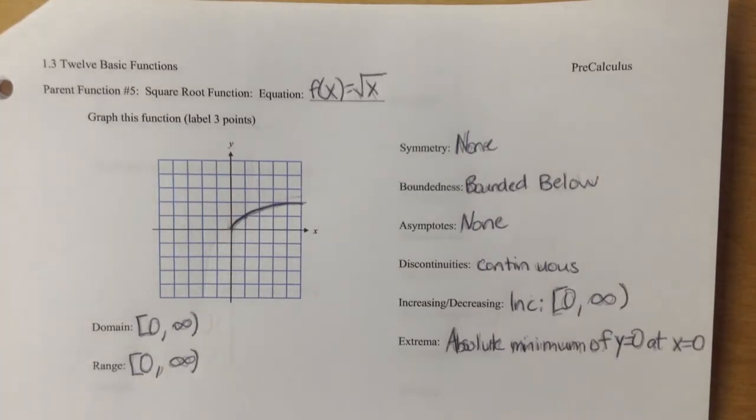Parent function number 5 is the square root function, and its equation is f of x equals square root of x. The domain and range are both bracket 0 to infinity, parentheses. There's no symmetry and it is bounded below. There are no asymptotes and the function is continuous.